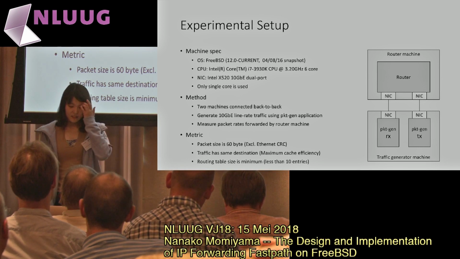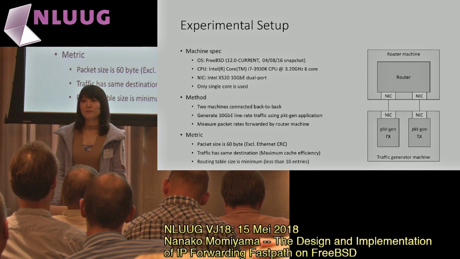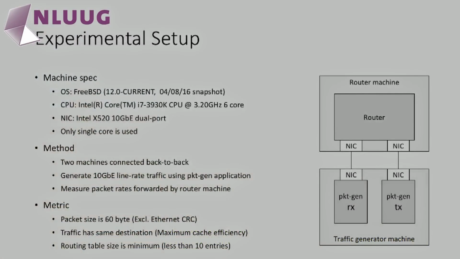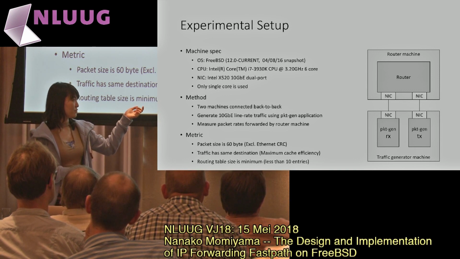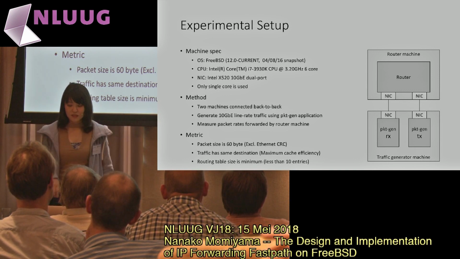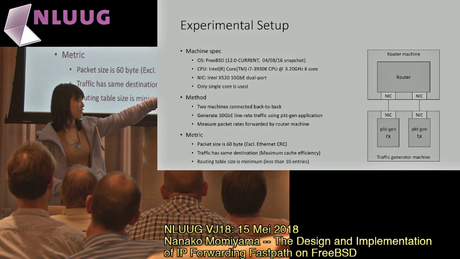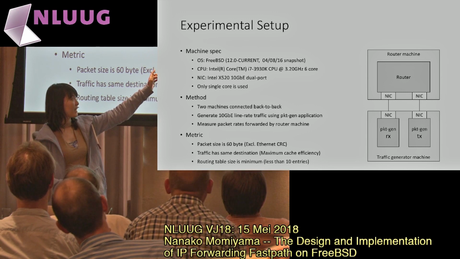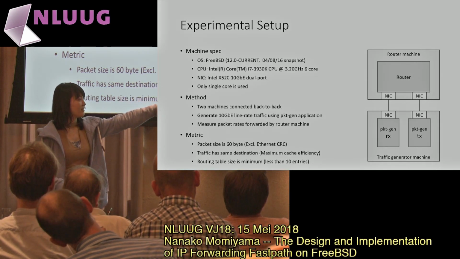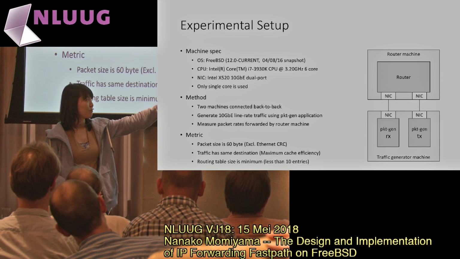This is the experimental setup for the performance measurement. In this evaluation, only a single core is used for processing packets. There are two machines connected back to back. One is the router machine, which has our software installed, and the other machine is used to generate traffic, simply sending packets from one NIC. The router forwards the packets from one NIC to another NIC, and finally the traffic machine receives the packets from the other NIC.